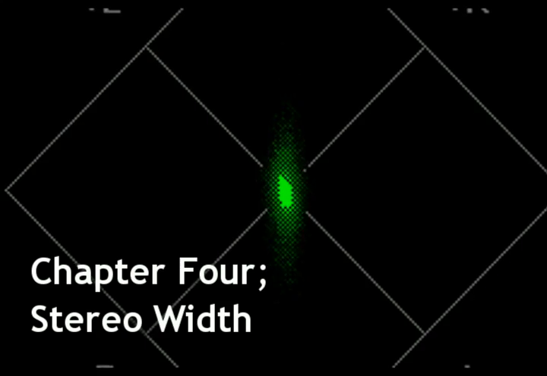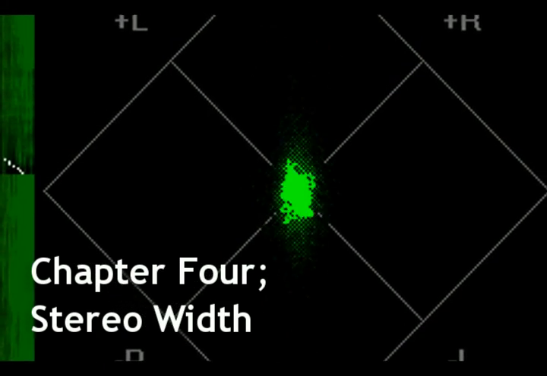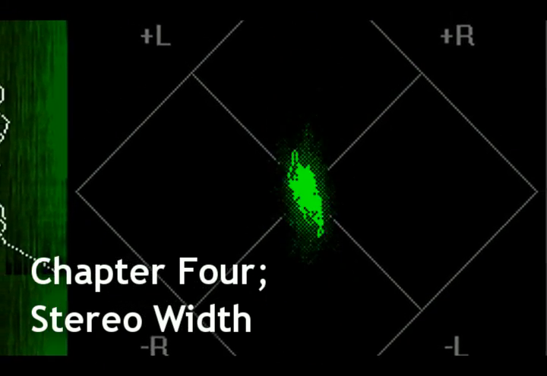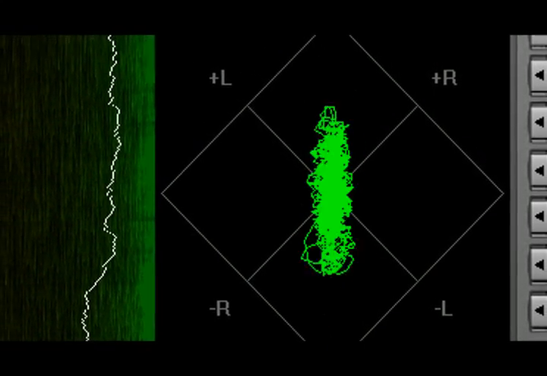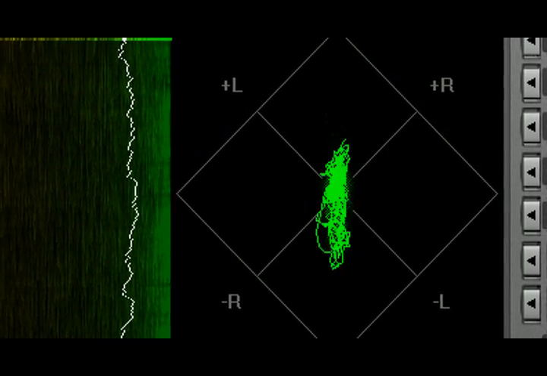In this chapter, we're going to talk about optimizing the stereo image of your mix. You may be surprised to know that there is an ideal width to your stereo image. When mixing or mastering in stereo, you may not notice any problems whatsoever. Everything is sitting in its proper place.